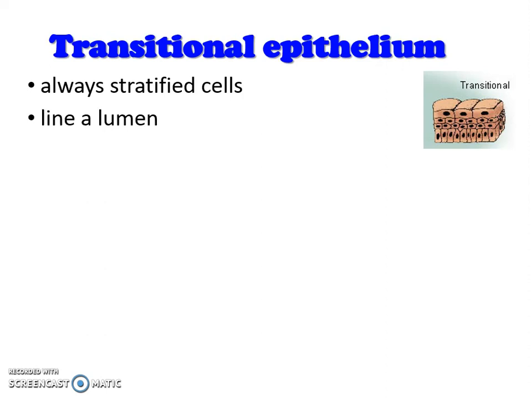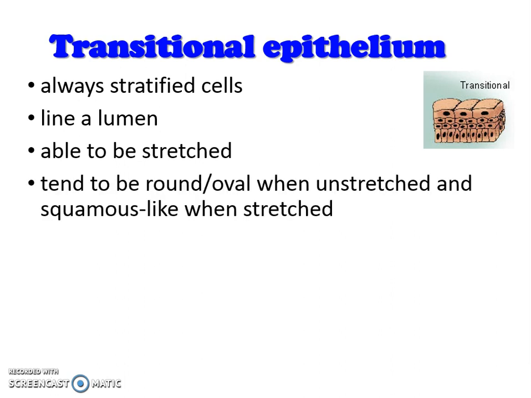And we're going to find transitional epithelium lining the lumen, so lining the space inside of the urinary bladder, or within the lumen of the ureters, which are the tubes that are going to be carrying urine from the kidneys to the urinary bladder. And the interesting thing about transitional epithelium is that the cells are able to be stretched. And this is a big advantage when the urinary bladder is filling up with urine. The cells will enable the urinary bladder to stretch without having the urine start to leak out.